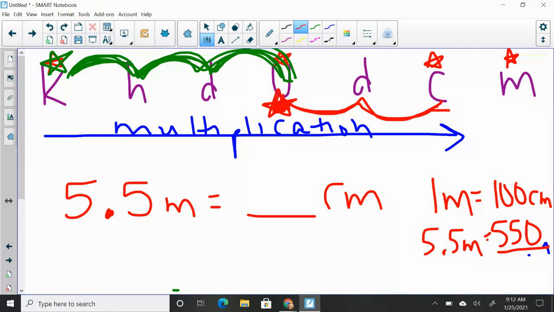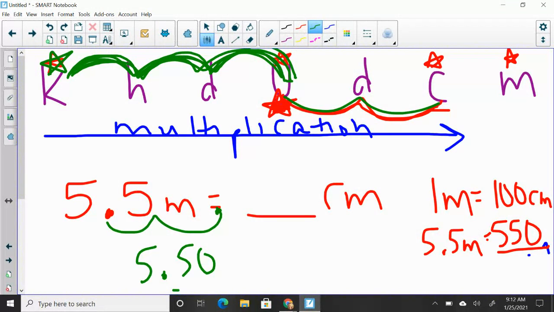And so 5 5/10 or 5.5 meters. Again, if I look at this and say, oh, my decimal point is going to the right 1, 2 places, it's going to go 1, 2, and you would simply just fill that in with a 0. So let me show you over here. 5.5, and it would go 1, 2, and I would put a 0 right there in that empty spot, and that would give me 550 centimeters. Okay.